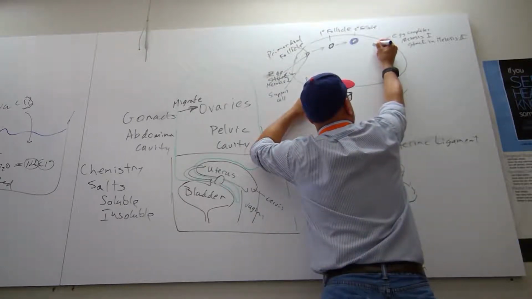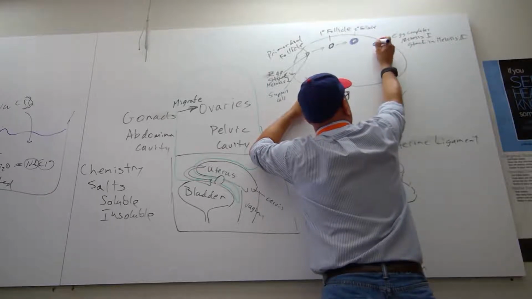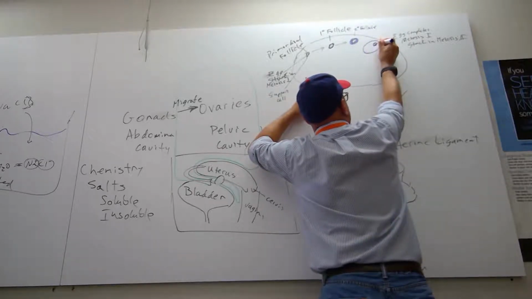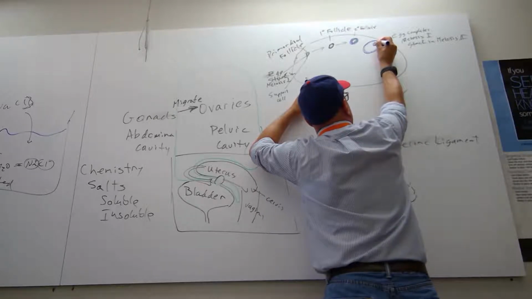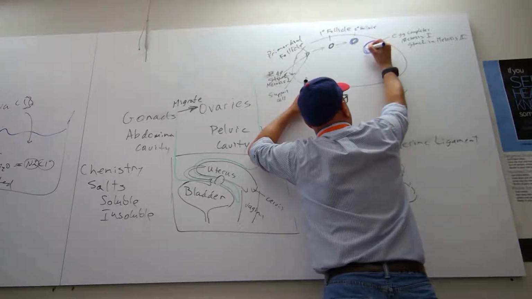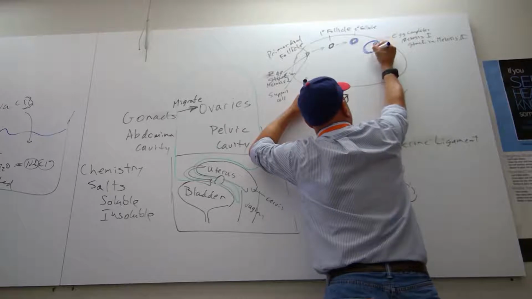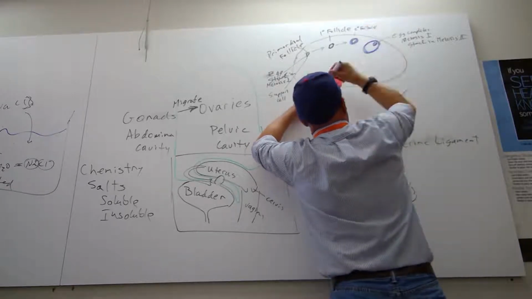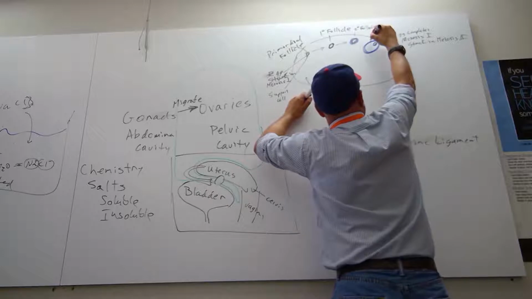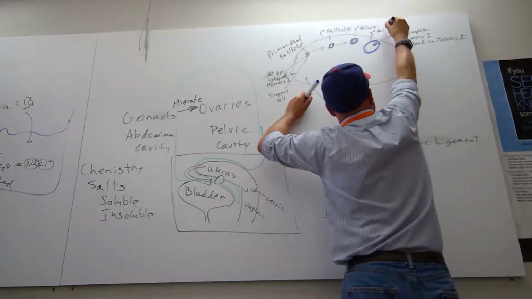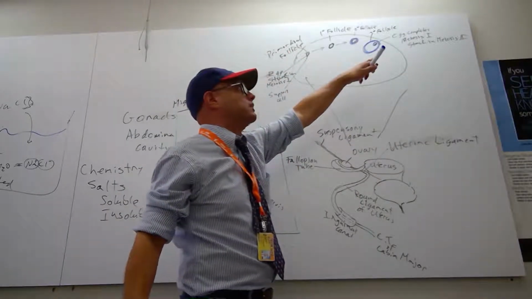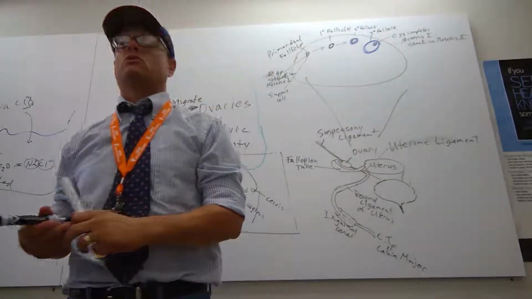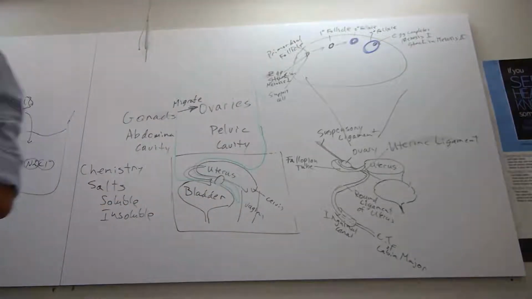we get this number of cells that's in here surrounding it, and then these other cells that were surrounding it wind up getting separated. Because fluid builds up between the layers. And so you have all these layers of cells that are surrounding it, but fluid that's inside of it. And that's when they call it a late stage tertiary follicle. Now that tertiary follicle with that egg that's completed meiosis one, it's now stuck in meiosis two. And it'll be released like that.